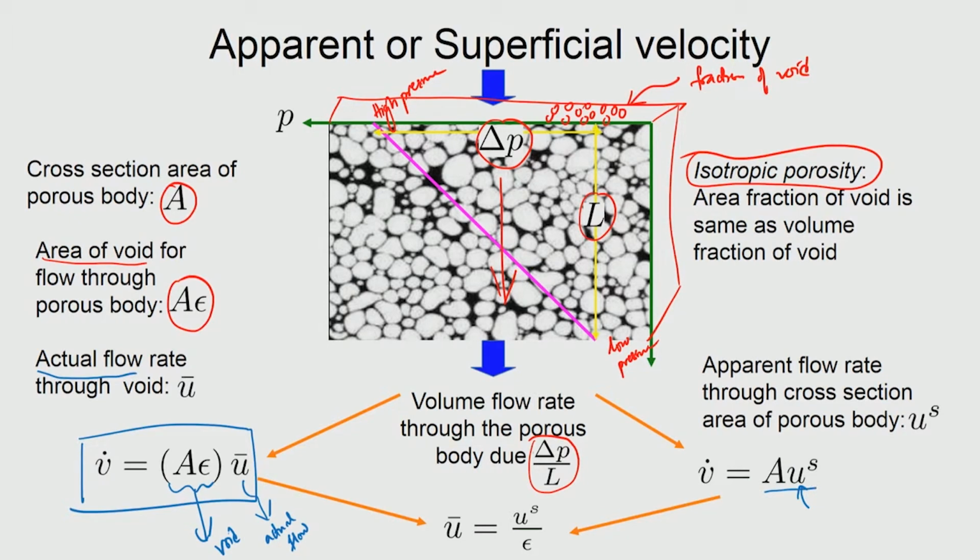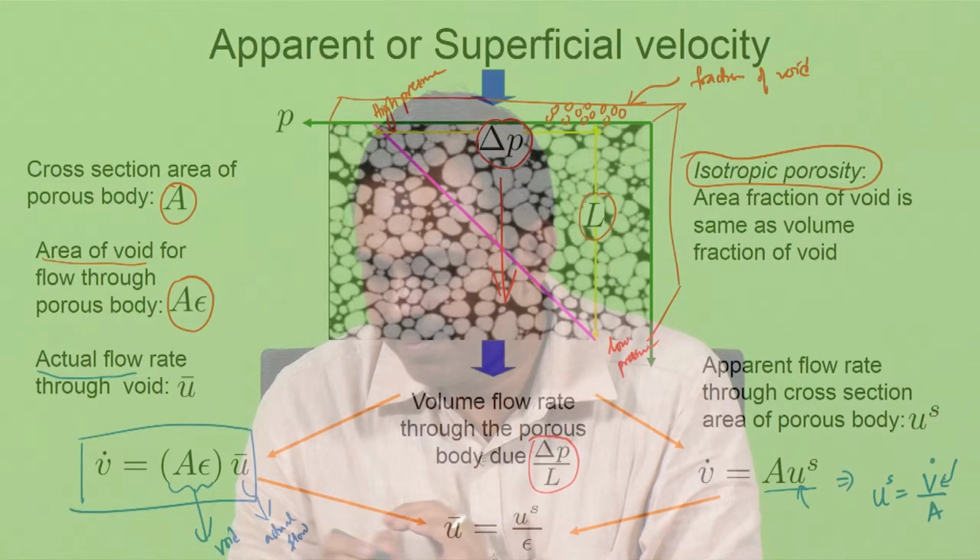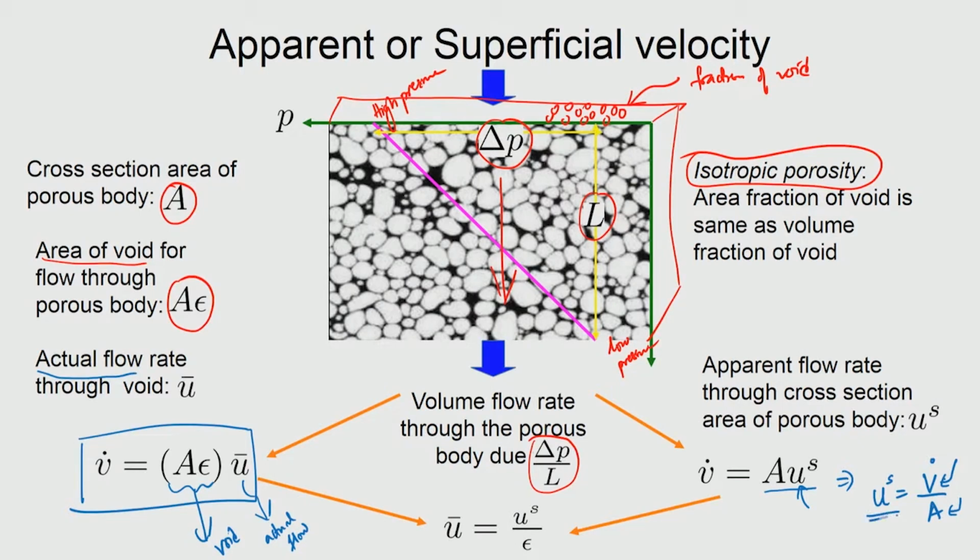So, A into US should give us the volumetric rate. The reason we call this a useful quantity is that I could calculate it as V dot by A. Now, V dot can be measured because you could collect fluid coming through this porous body for a duration of time, and then divide the volume by the time to get the volumetric flow rate. And you can measure the area of the porous body using calipers. So, the superficial velocity, as if the fluid is going through the entire cross section of the porous body, can be experimentally determined.